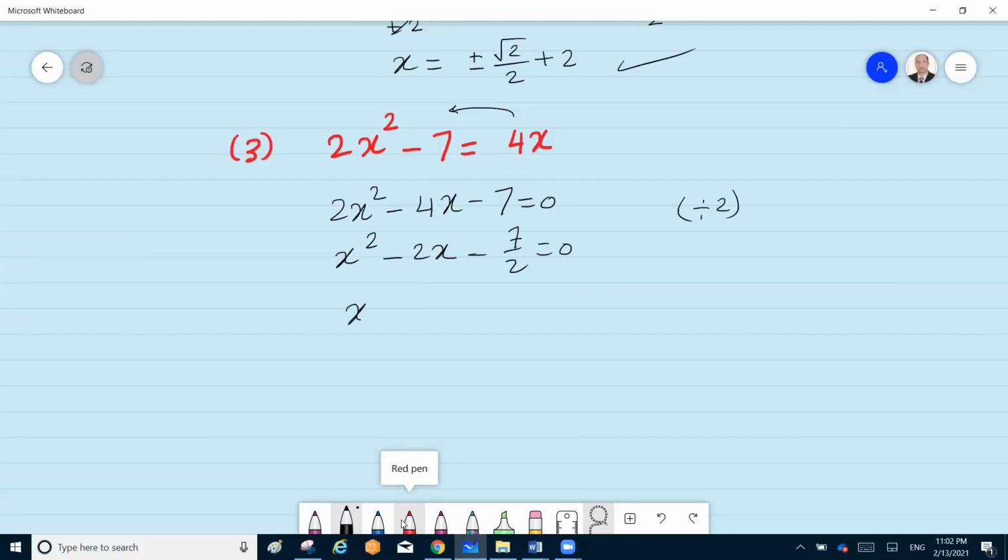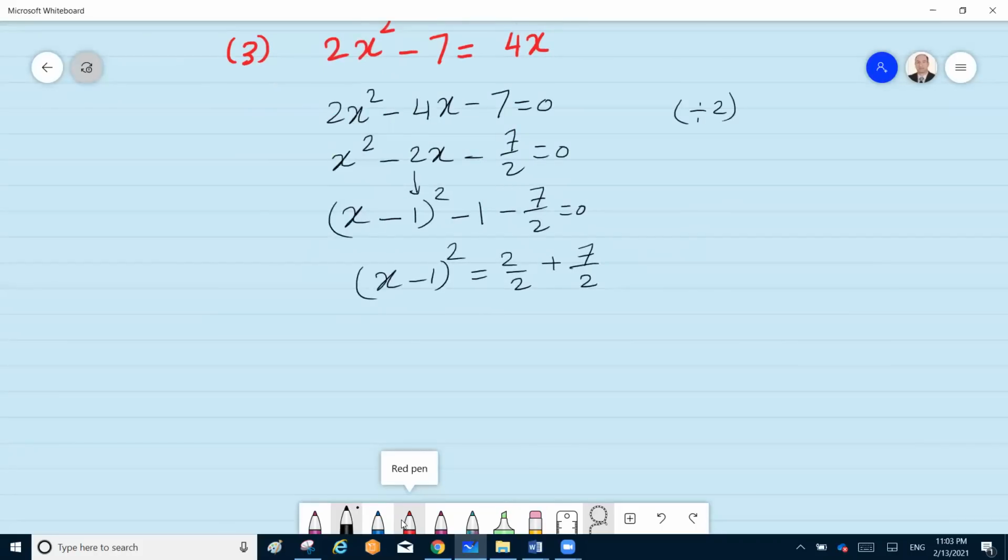Now complete the square: x minus the 2, its half is 1, all squared, minus 1 minus 7 over 2 is equal to 0. I bring negative 1 minus 7 over 2 to the other side, and I switch the sign from negative to positive. So x minus 1 all squared is equal to 1, which is 2 over 2, plus 7 over 2. So x minus 1 all squared now is equal to 9 over 2, because we don't just add the numerators.